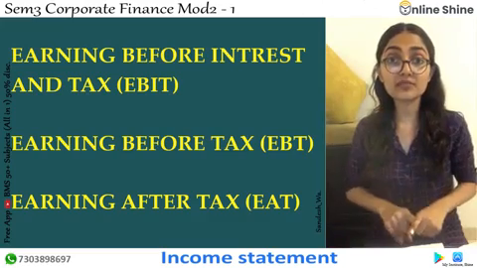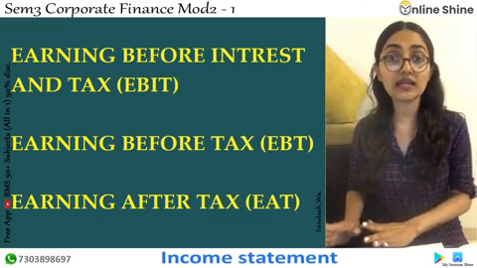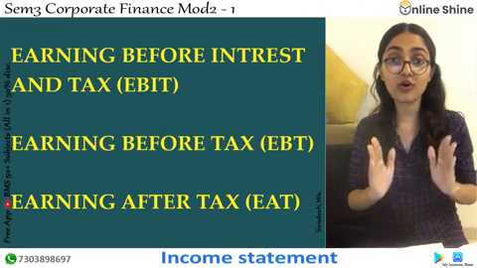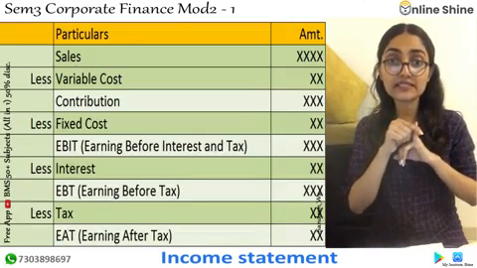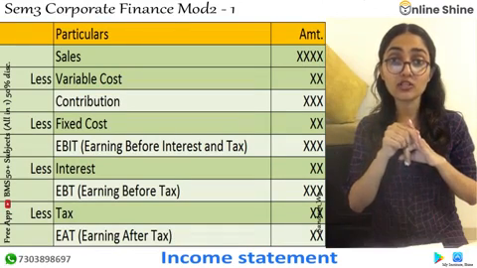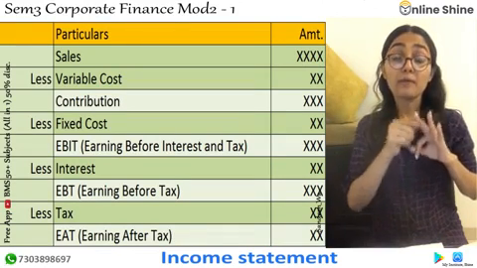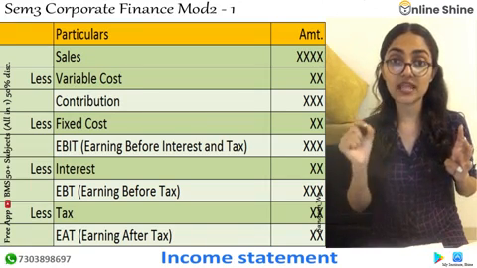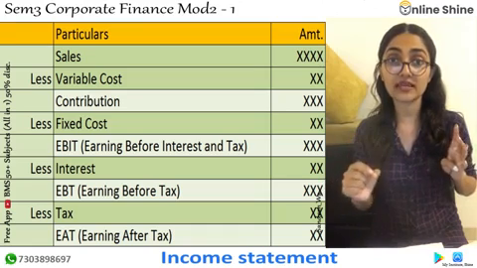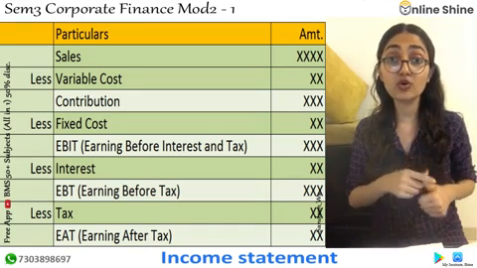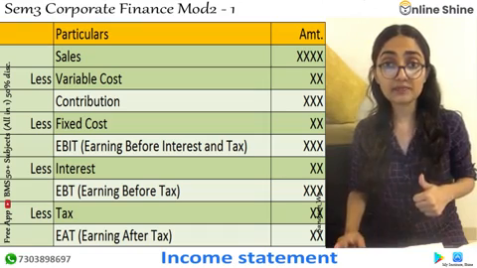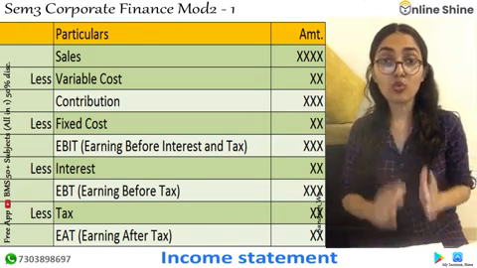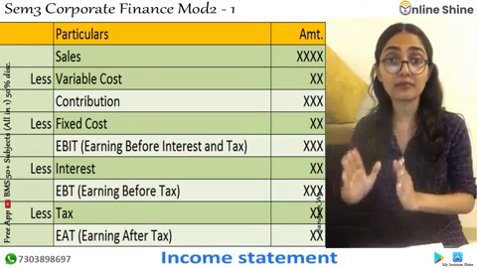So this is your income statement. Nothing outside of this will come, nothing other than this will come. So you just need to remember this format. First, sales minus variable cost gives you contribution. Minus fixed cost gives you earning before interest and tax. Minus interest will give you earning before tax. Minus tax will give you earning after tax. So one part of this chapter is done.